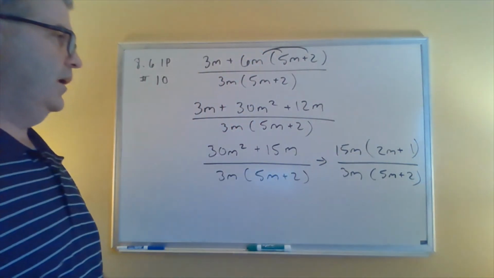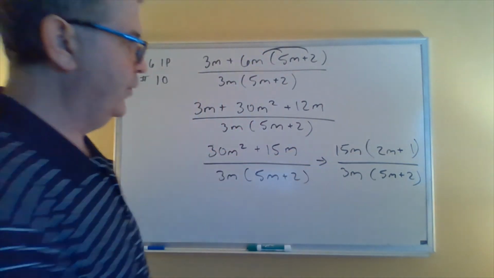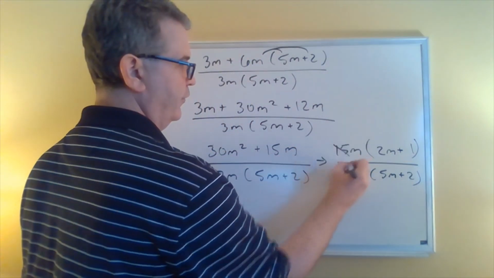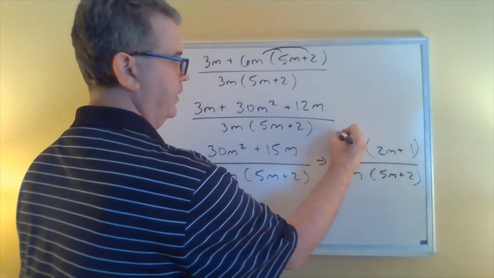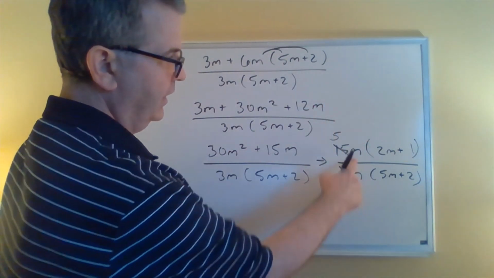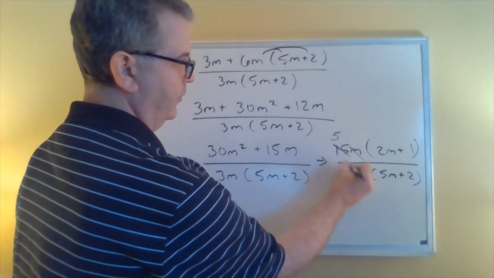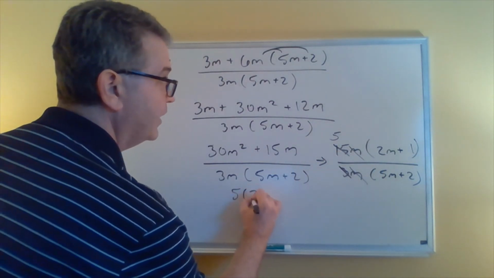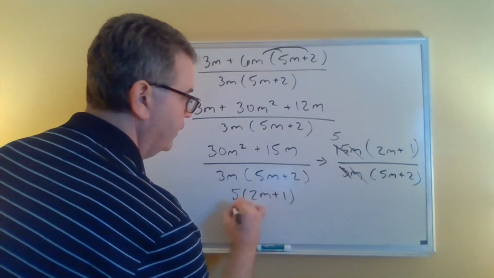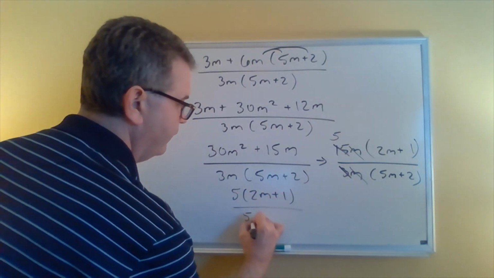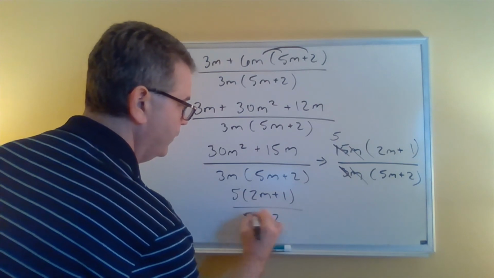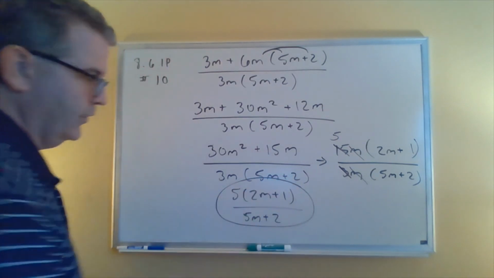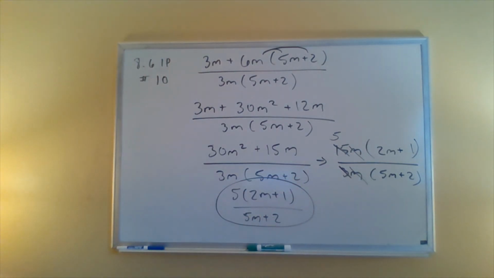Now, I can reduce my 15 and my 3. Those have a common factor of 3. My 3 just becomes 1. 15 becomes 5. And I have an m up top and bottom. I can cancel those out. So I'm going to be left with 5 times 2m plus 1 over 5m plus 2. And here's my answer to number 10. 5 times 2m plus 1 over 5m plus 2.